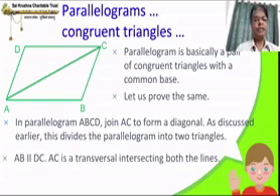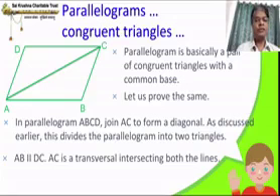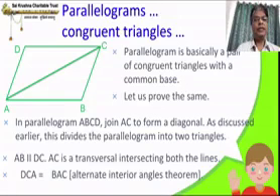AB is parallel to DC. It's already given, correct? The parallelogram definition says AB is parallel to DC, and AD is parallel to BC. AC is a transversal intersecting both the lines. Now we are going back to which chapter? Yes, lines and angles. In lines and angles, we saw what a transversal is. We saw some axioms and we proved some theorems. So now you can consider line AB parallel to line DC with a transversal AC intersecting both of them. So what happens? Angle DCA equals angle BAC, as per the alternate interior angles theorem.